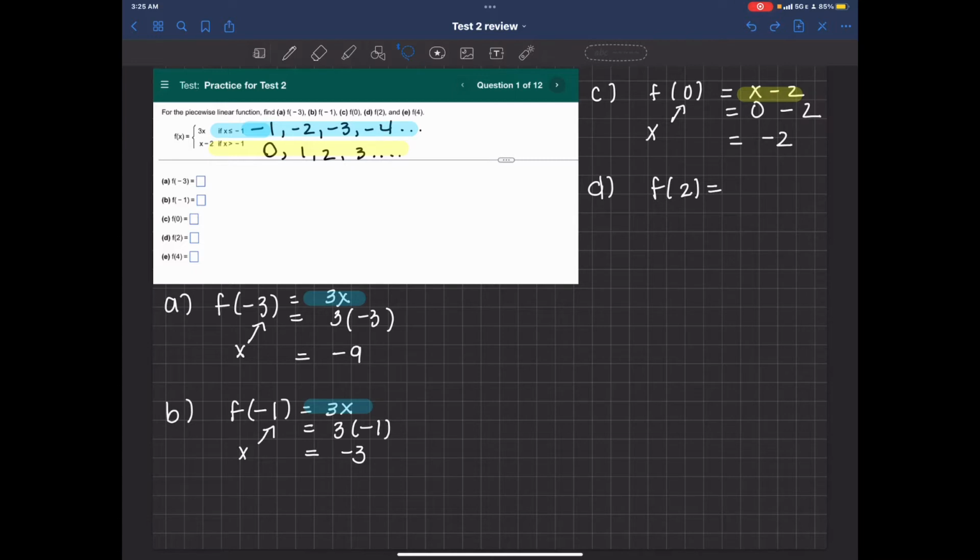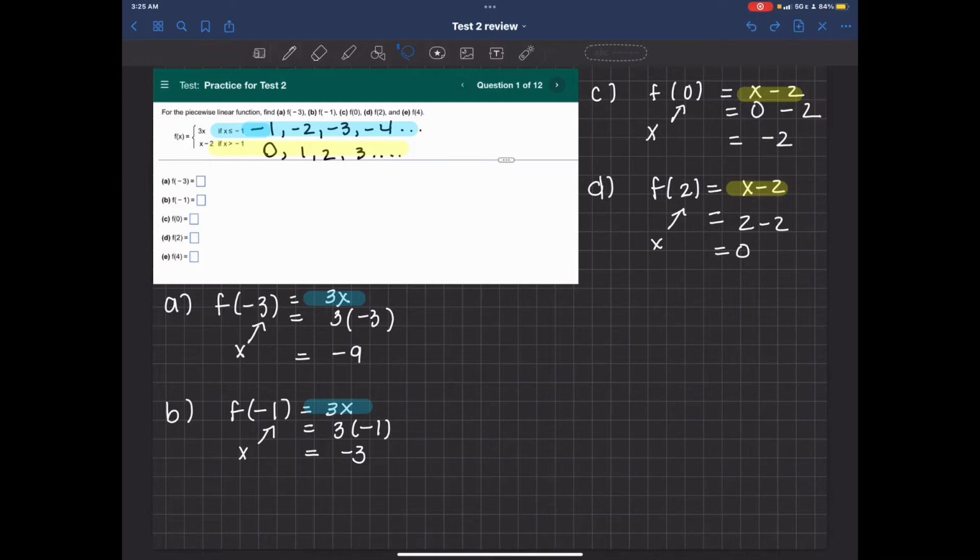And we have part D. We're asking for f of 2. We want to, again, concentrate on the inequalities. So since x equals 2, we're going to use the second piece, which is x minus 2. And you're saying that the x value of 2 is going to be greater than -1. So then when we substitute, we get 2 minus 2, and the answer is 0.